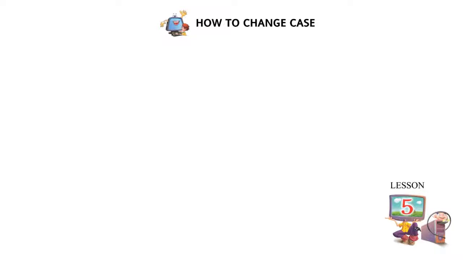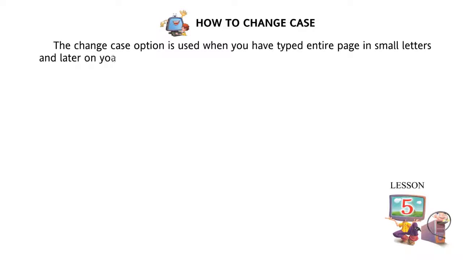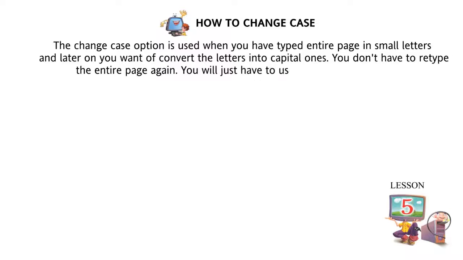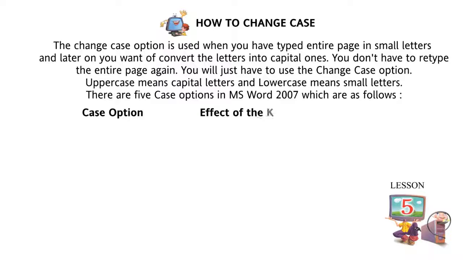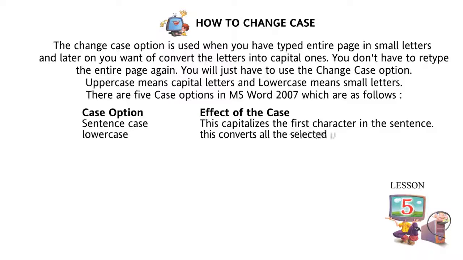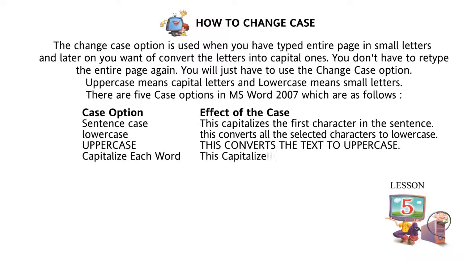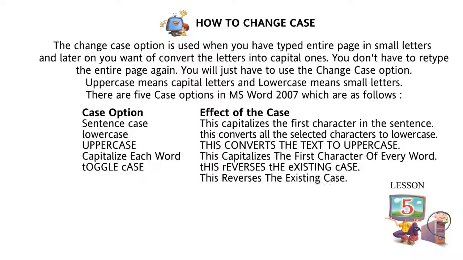How to change case? The change case option is used when you have typed entire page in small letters and later on you want to convert the letters into capital ones. You don't have to retype the entire page again. You will just have to use the change case option. Uppercase means capital letters and lowercase means small letters. There are 5 case options in MS Word 2007 which are as follows.